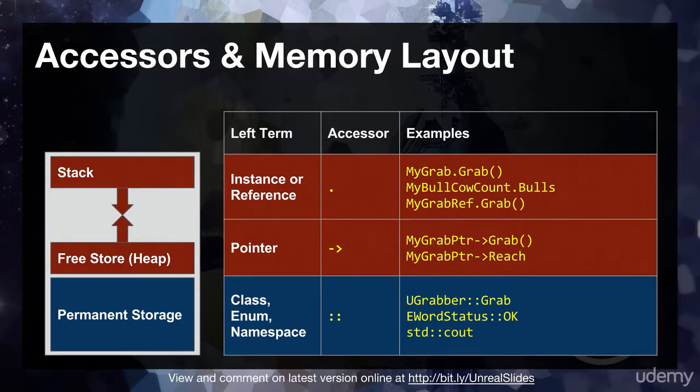Okay, and in all those cases, you use a dot, because remember, references you treat very much like the object itself. So, how about the arrow operator? Well, we use the arrow operator when we're dealing with a pointer. So, myGrabPointer, we want to access a method called Grab or a property called Reach. So, the bigger picture, if we zoom out for a moment, is those things that can vary and do vary at runtime, we access using the dot or the arrow operator.